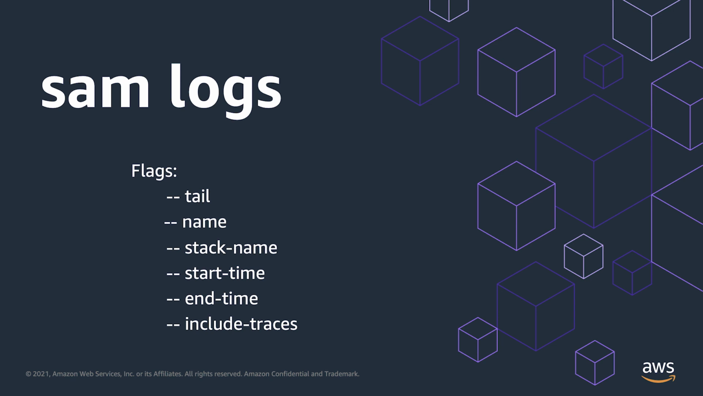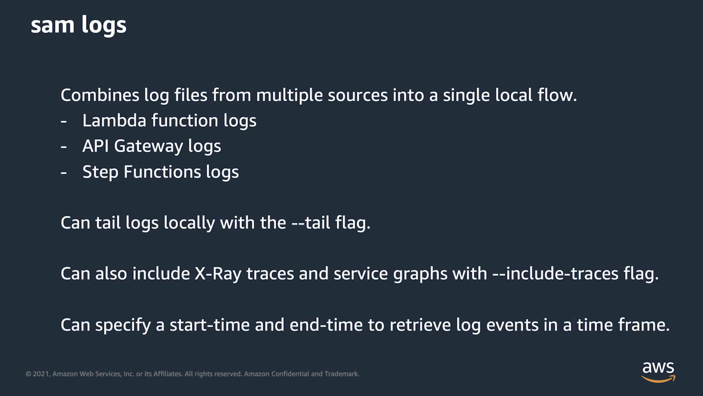Now let's talk about the SAM logs command. With the SAM logs command, you can combine log files from multiple sources into a single local flow. And these can be Lambda function logs, API Gateway logs, and Step Functions logs. You can also tail logs locally with a tail flag. And your logs can also include X-Ray traces and service graphs if you use the include traces flag. You can also specify a start time and end time to retrieve log events in a specific time frame.